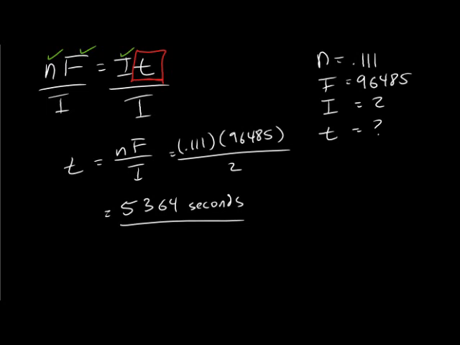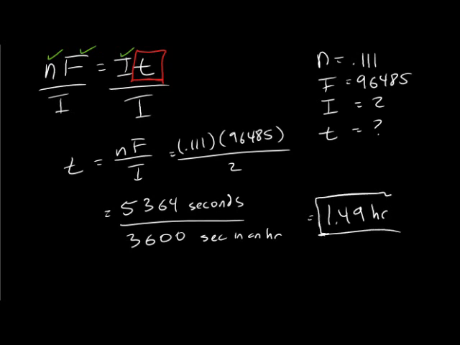If you wanted to change this to hours, you could divide this by 3600, the seconds in 1 hour. You will end up with 1.49 hours. Therefore, after 1.49 hours, you would have approximately 1 gram of aluminum plated out.